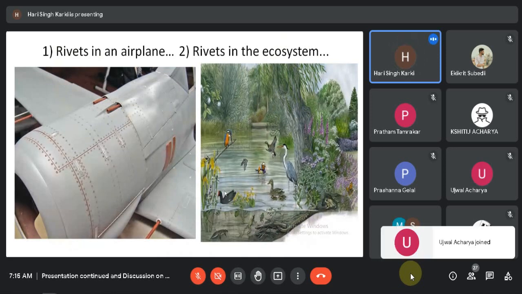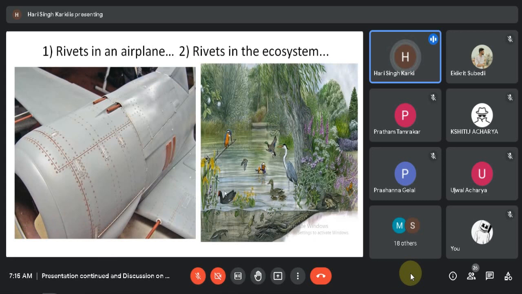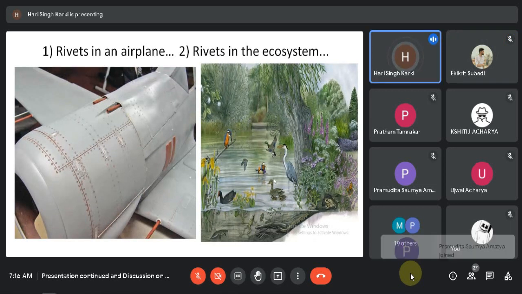What can you see on the next slide? Rivets in airplane, rivets in ecosystem. Okay, can you just look at what you can see here? By rivets in an airplane, it shows some screws attached to the plane, and by rivets in the ecosystem, it shows different species. Yes, either the plants or the animals or the birds, all are these rivets of the ecosystem. In the second picture, this greenery, this plantation, the water, biotic, abiotic, all these species are the rivets in the ecosystem. And this is analogous.